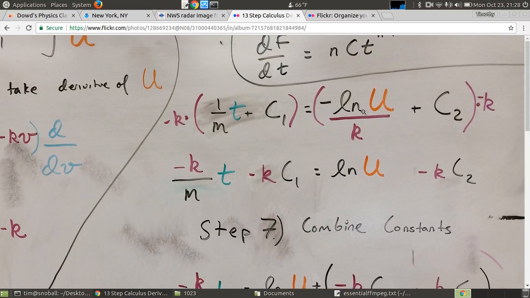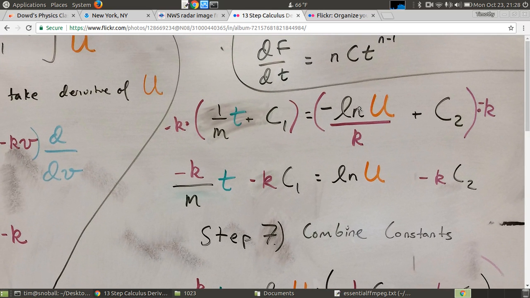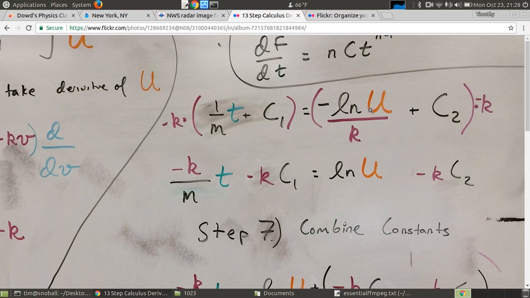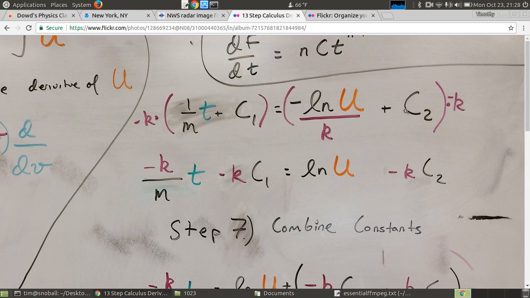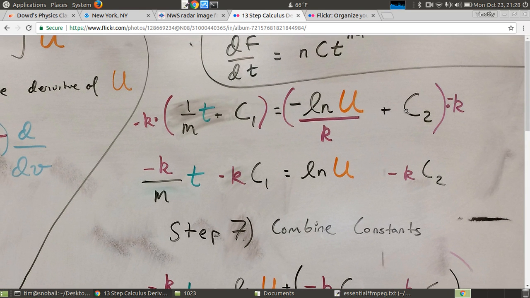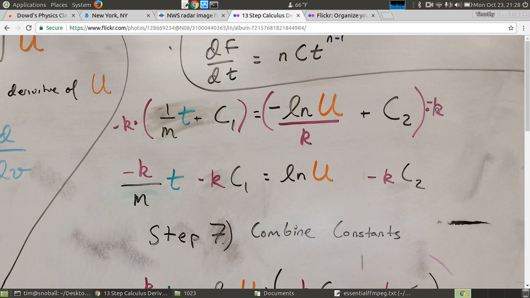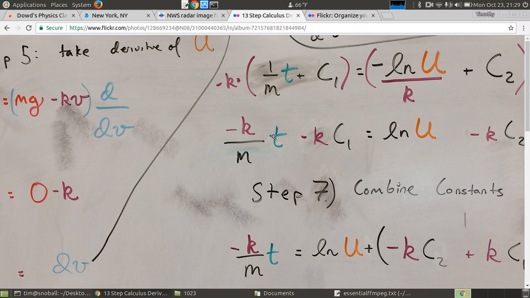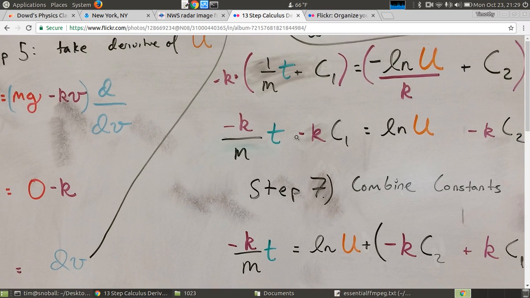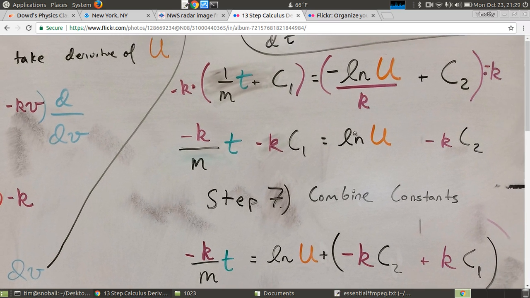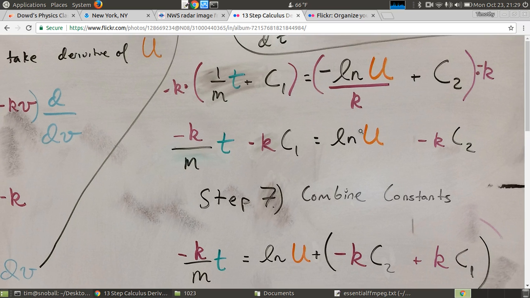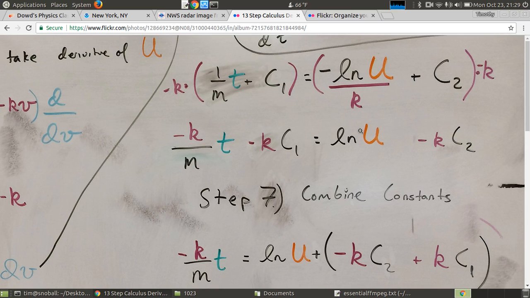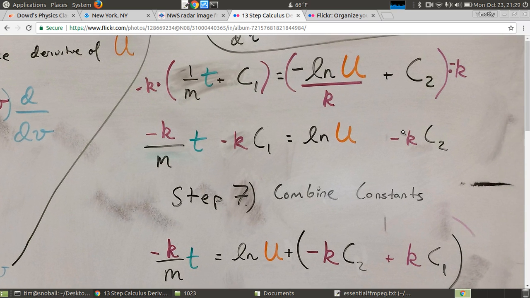I probably combined too many steps here, but that integral of du over u multiplied by minus 1 over k just became ln u. Notice we had our constant here, just some number that we don't know what it is, but it's a number. Then I immediately multiplied both sides by negative k to get ln u by itself. So the whole left side became minus k over m t minus k c1. Now I've got ln u all alone. And ln u I want to isolate because I want to get that velocity back in there. Velocity is what I was trying to get to begin with. And then of course I got minus k c2.